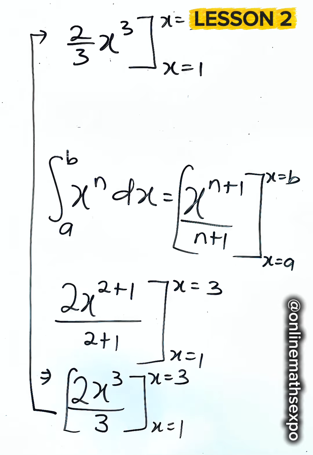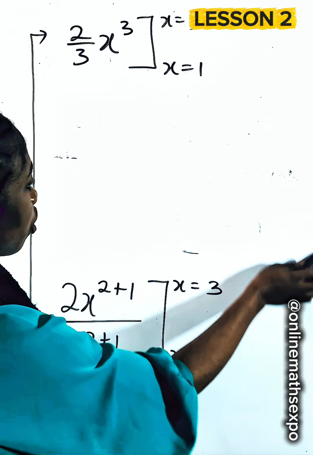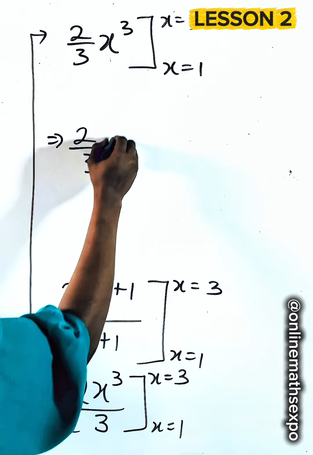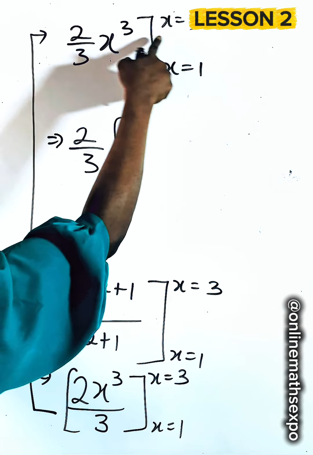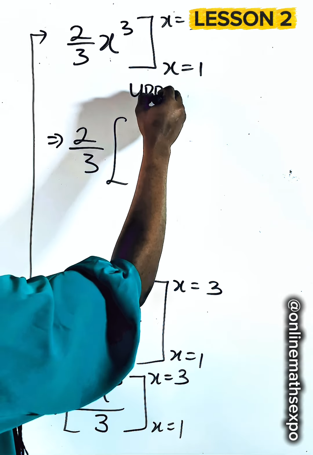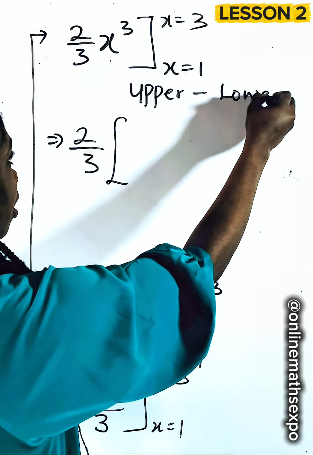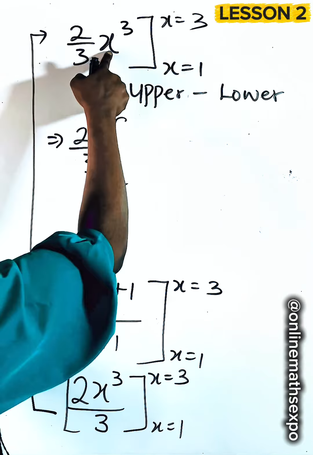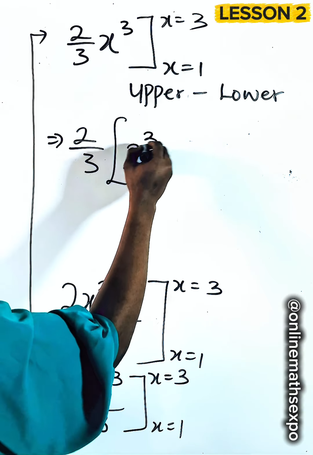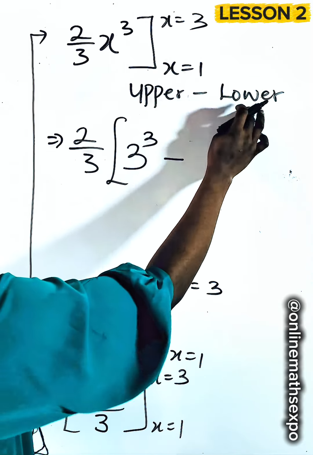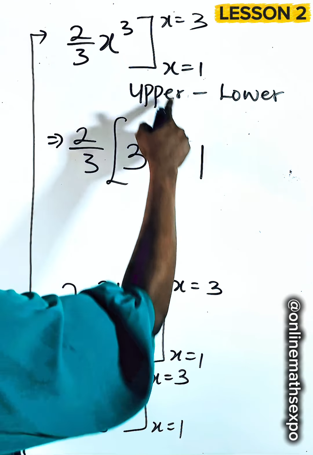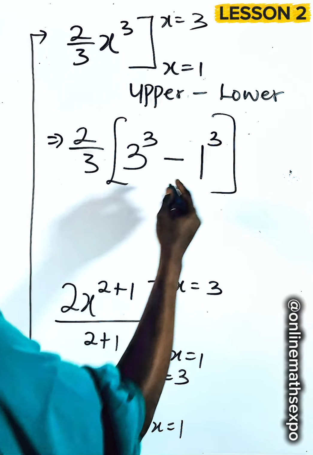So at this point, we can now substitute the values. If you do that, you are going to now have 2/3 into our x, put in the upper first. You always do upper minus the lower. So we replace x with 3. So we have 3 raised to the power of 3, minus the lower. This is the lower. So your x still remains 1, then you raise it to the power of 3. You are done.